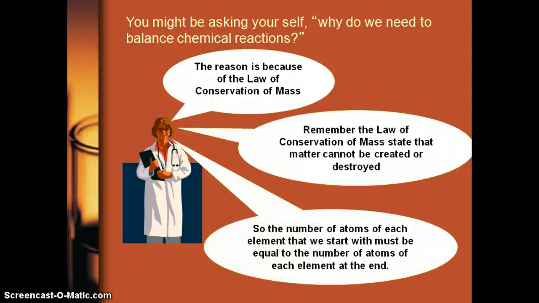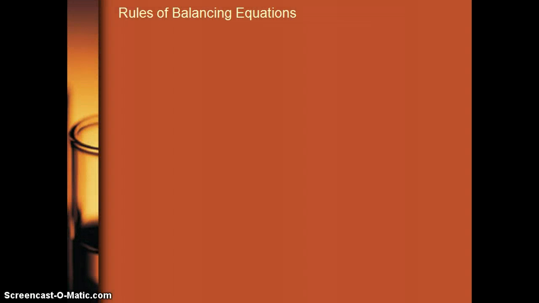So the number of atoms of each element that we start with must be equal to the number of atoms of each element at the end. So if we look at the number of atoms or elements in the reactants, they must equal the number of elements in the product. And that is because of the law of conservation of mass, because we can't make a hydrogen atom out of nothing. We have to bring that hydrogen atom in from somewhere else.